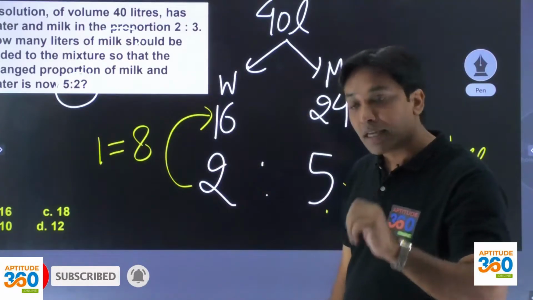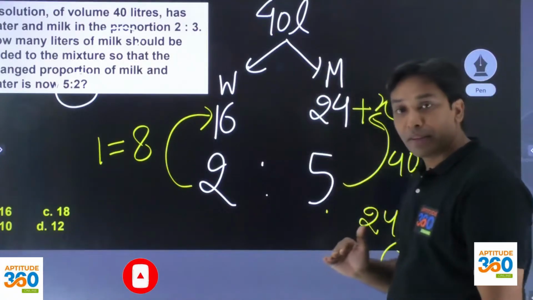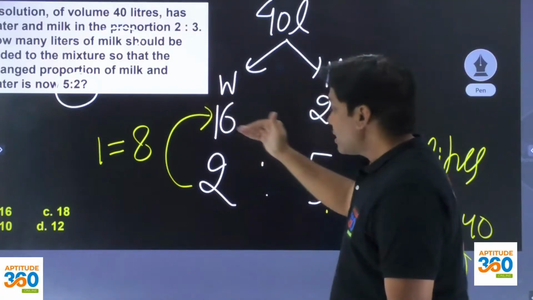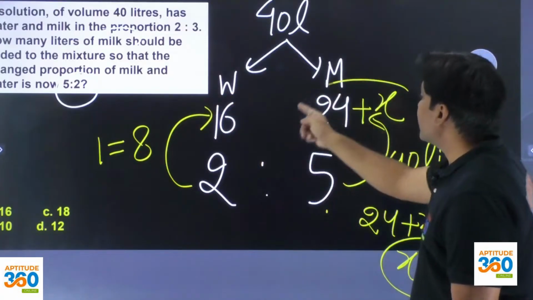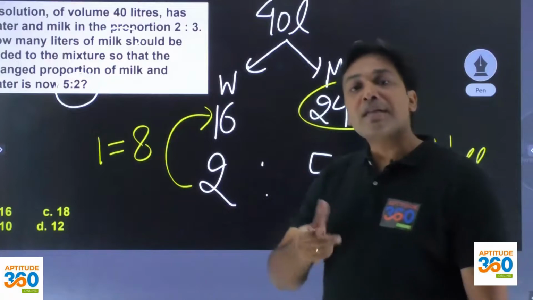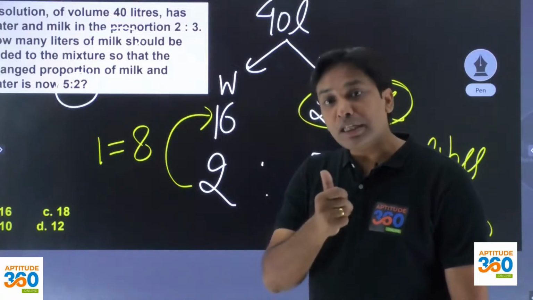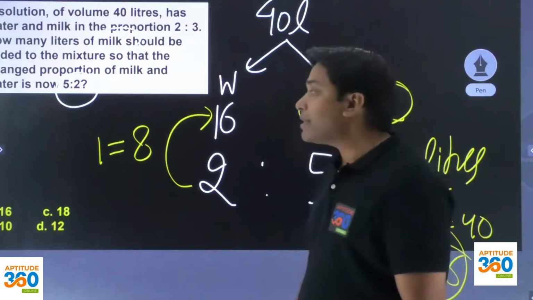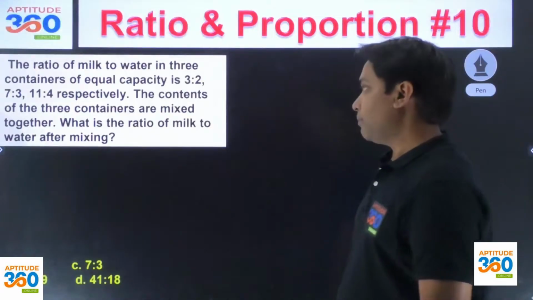Did you understand this thing? So I just took the help of unitary method and I said that, okay, so if 2 part is equal to 16 liters, then 5 part is going to be how much? It is given to you as this. So 5 part is equal to 40 liters, and 40 liters must be equal to this, and यहां से हमारे x की वैल्यू आ जाएगी. हमारा काम हो गया खत्म.